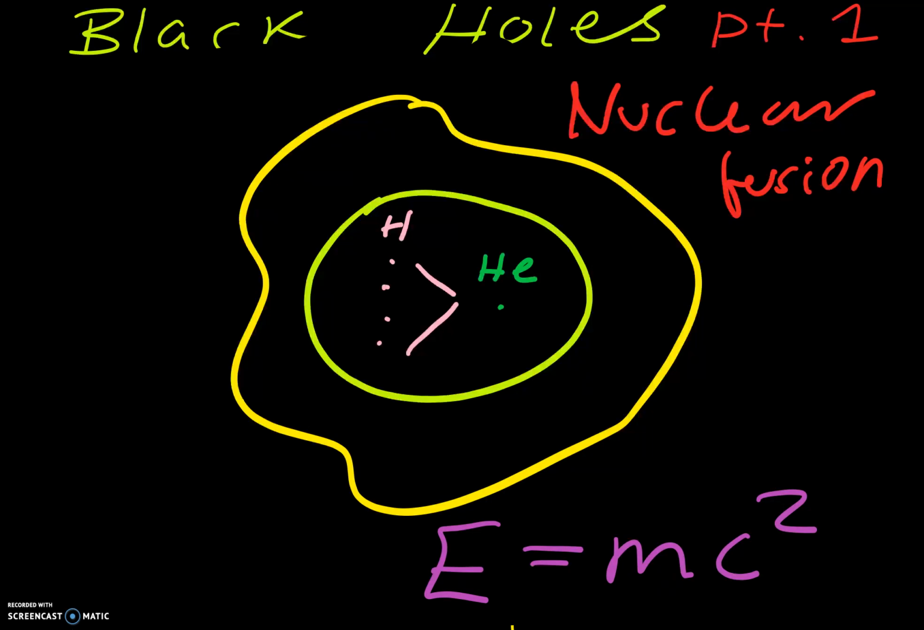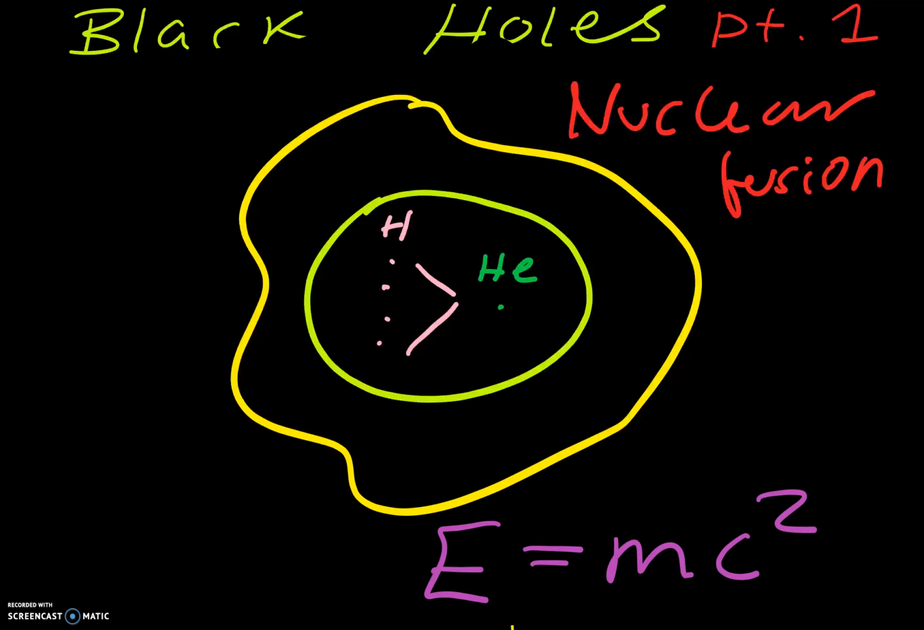And the reason for that is because as you're going through this nuclear fusion, some of that mass is converted and lost as energy. And because of this energy, you're getting this radiation that exists around the core of the star. That's why they're so bright. It's in the form of light, it's in the form of radiation. So that's what's going on in stars.